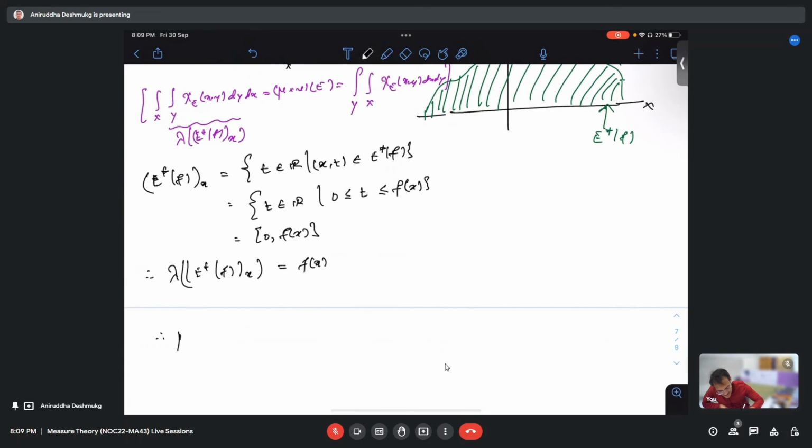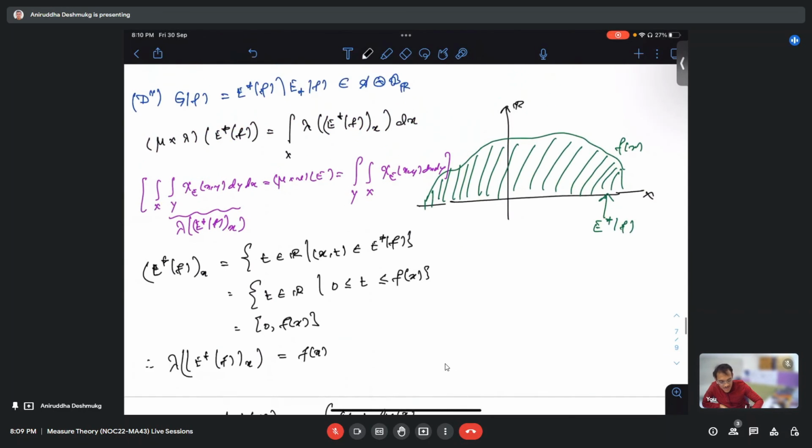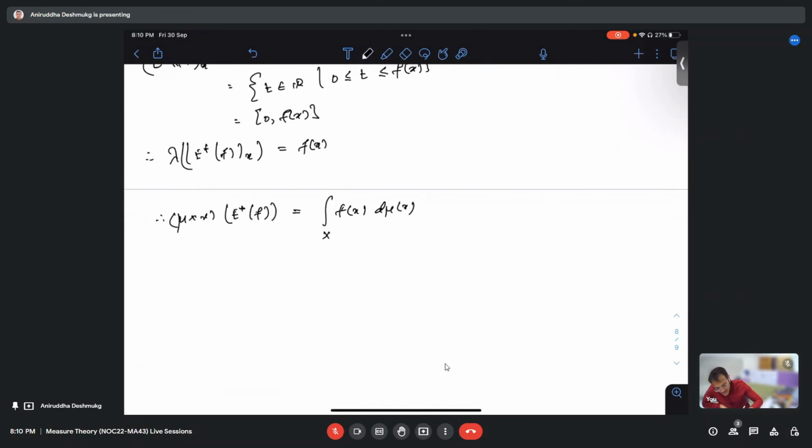And mu cross nu of E star f is equal to the integral of f(x) d mu(x). On the other hand, one can check the other way equality also. We don't need to check it here because that has to be true, but still let us check it.